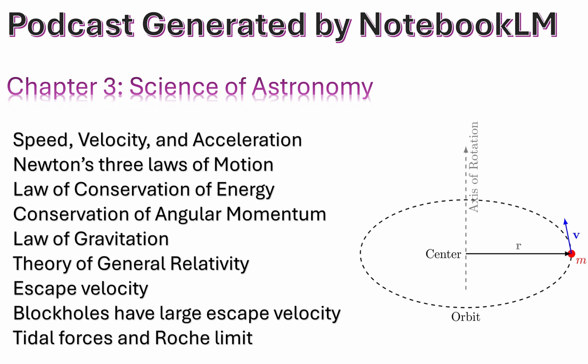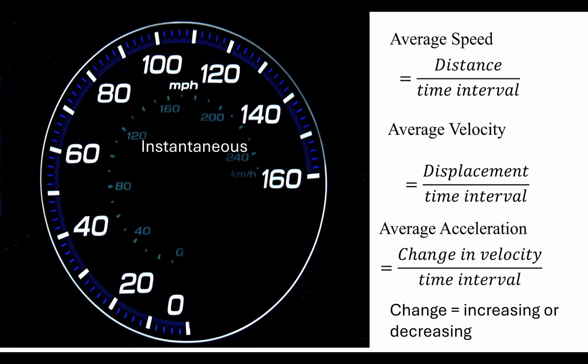The chapter kicks off with speed, velocity, and acceleration, which might seem pretty basic, but I'm guessing there's more to it than meets the eye, right? You're absolutely right. It all starts with understanding how things move. Speed is just how fast something is going, but velocity adds in the direction of that movement. So two cars could be traveling at the same speed, but have different velocities if they're going in different directions. Okay, that makes sense. So where does acceleration fit into this picture?